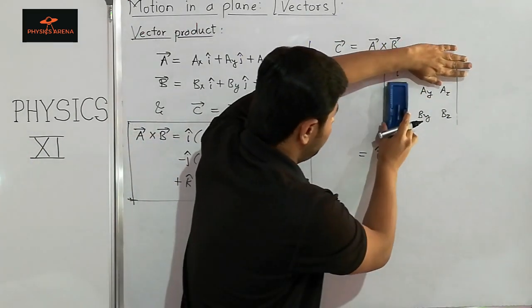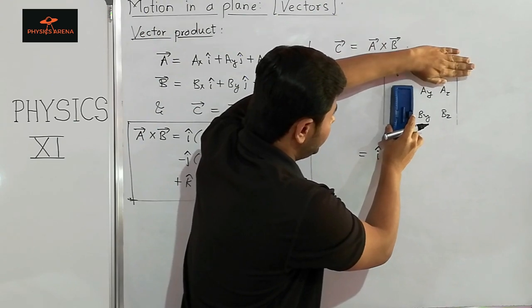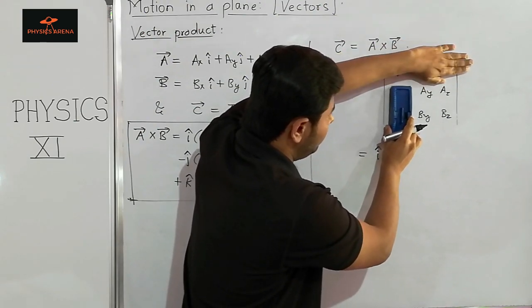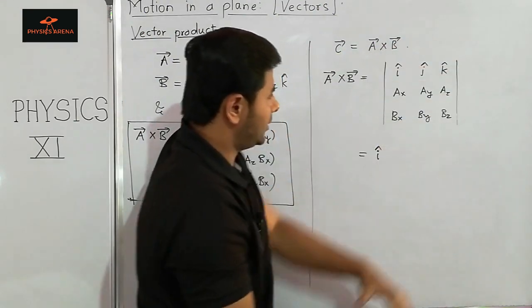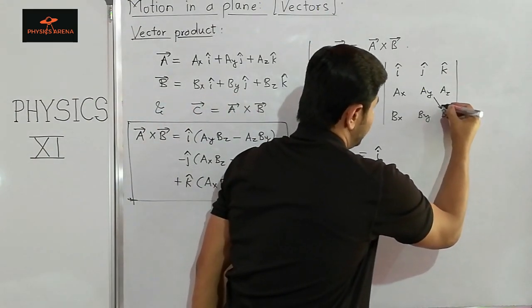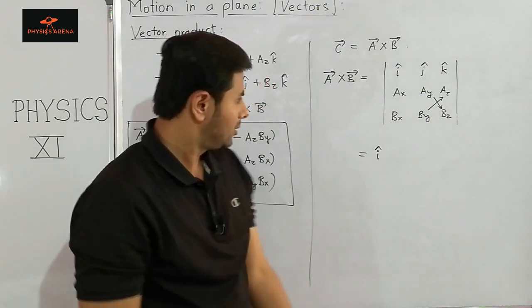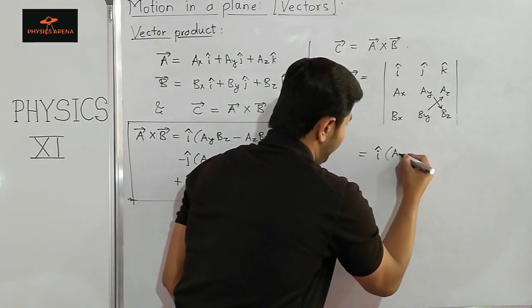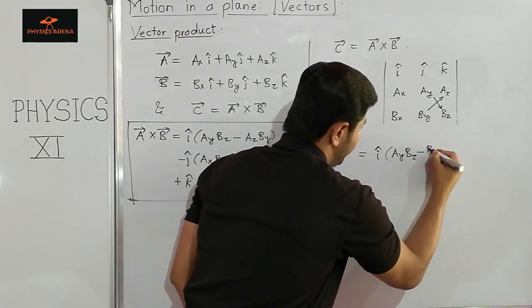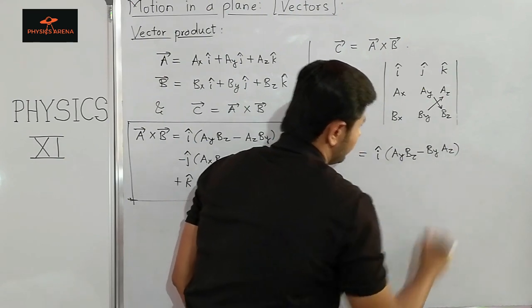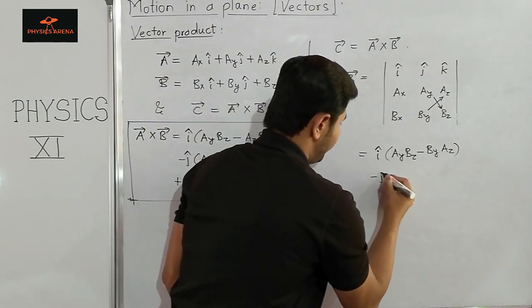then put your hands on this row and this column. What remains is this thing. So AYBZ minus BYAZ. Okay, multiplied by AYBZ minus BYAZ. Then minus J.